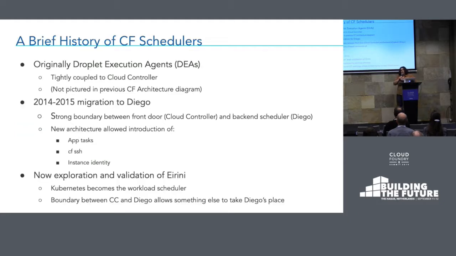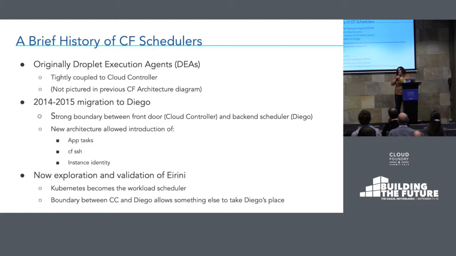So, a quick history of schedulers in Cloud Foundry. In the beginning, we had a component called the DEAs, or the Droplet Execution Agents. These were tightly coupled to the cloud controller. It was really tough to add new features, really brittle, and there wasn't a really strong line between the cloud controller and the component responsible for running your staging tasks and your app workloads.